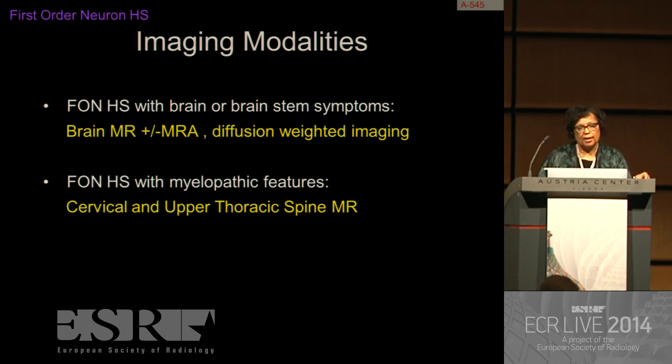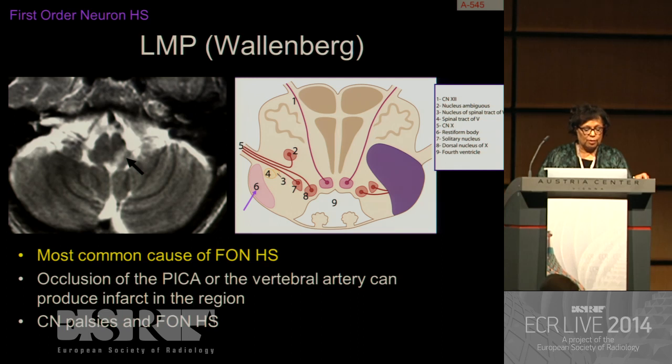And if you think that it's due to ischemia, you can do diffusion-weighted imaging. If there are myelopathic findings, then you know that the pathology is going to be found somewhere in the cervical or upper thoracic spine, and that's the area that should be evaluated.